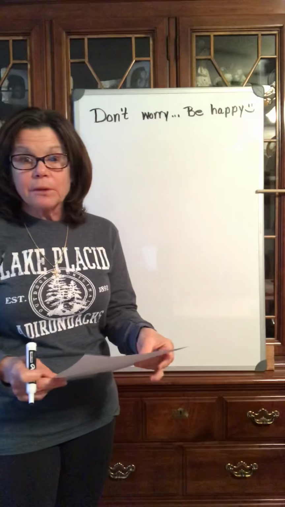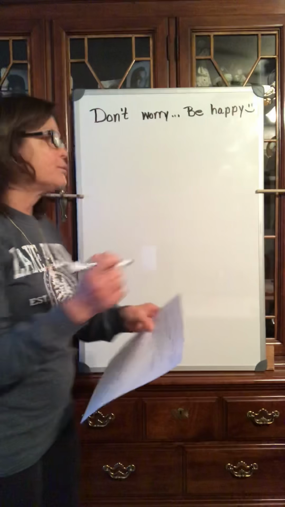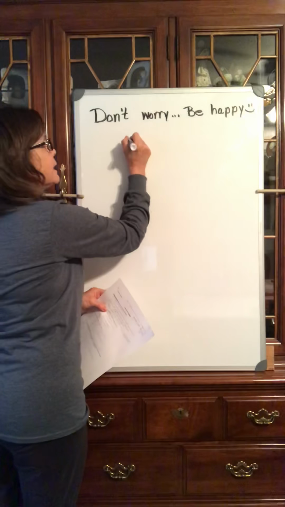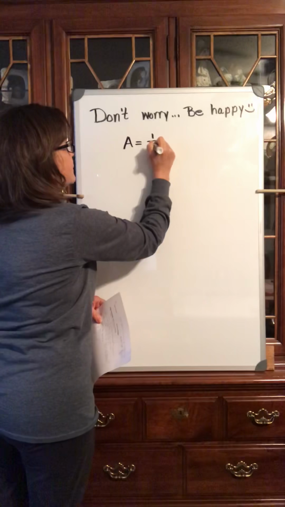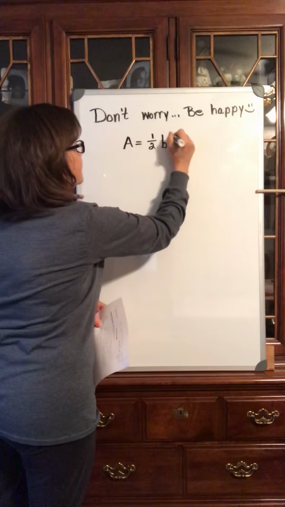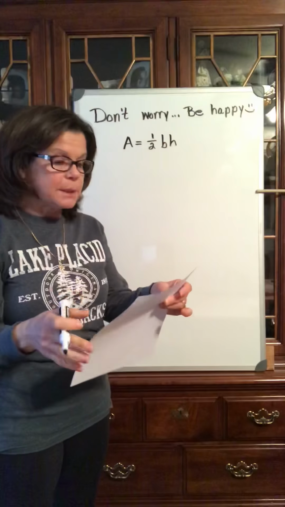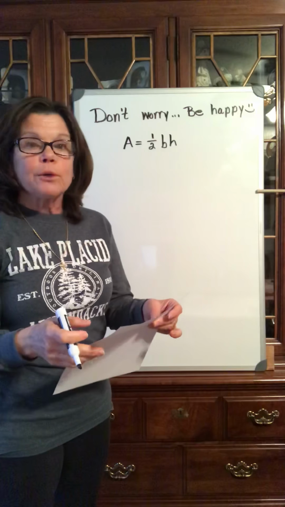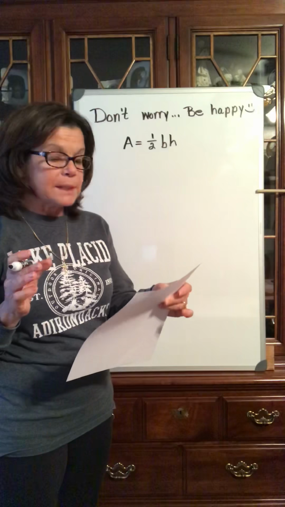So there's three area formulas that you're gonna be responsible for. The first one is for a right triangle. Area is equal to 1/2 base times height. That only works if you have a right triangle. Remember that your base and your height have to meet at a right angle. For triangles that are not right triangles, there's two other formulas.